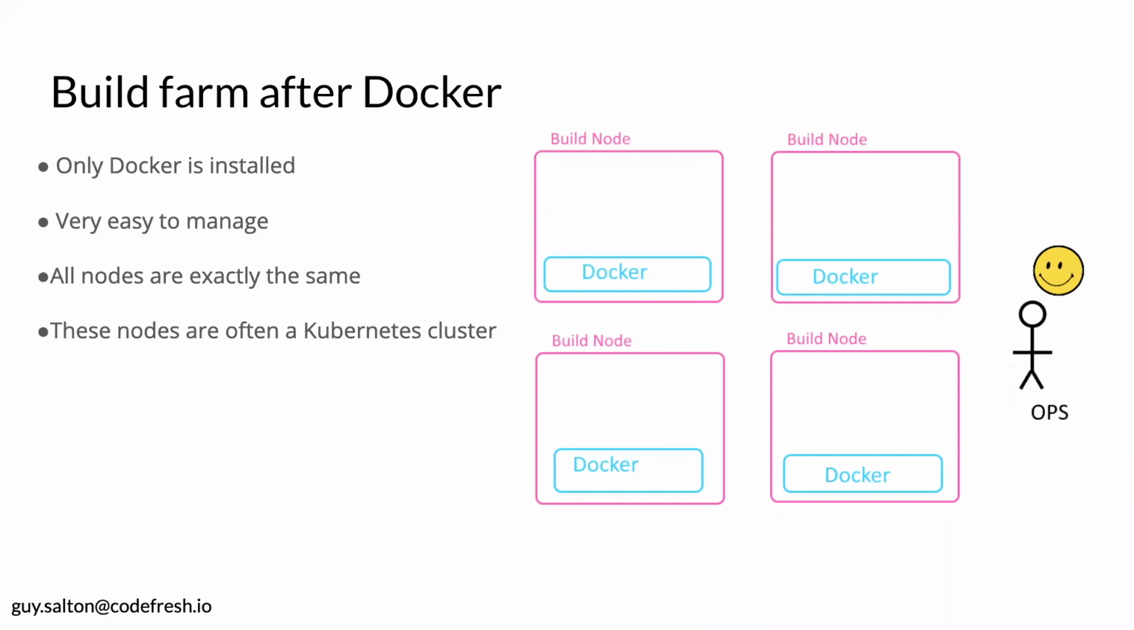So the build farm after Docker: imagine all these nodes that we saw earlier. This time, we don't need to label them. They all will look exactly the same because the only thing that is installed on the node is Docker. So this makes it much easier to manage. All the nodes are identical. So the operator doesn't have to maintain different types of nodes and label them with different labels. But also the developer doesn't care which node to choose to run his pipeline on, because his pipeline will work exactly the same on each of these nodes because they are identical.